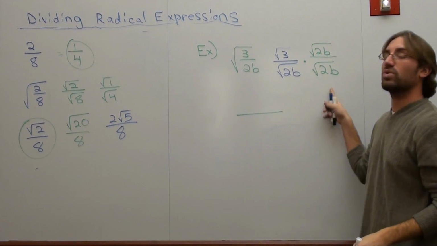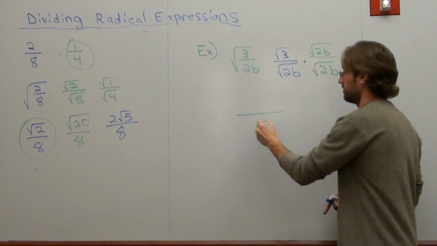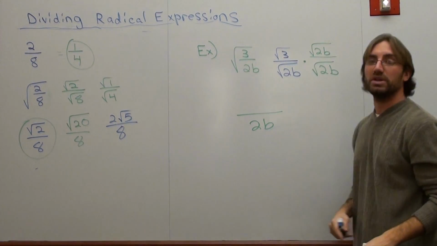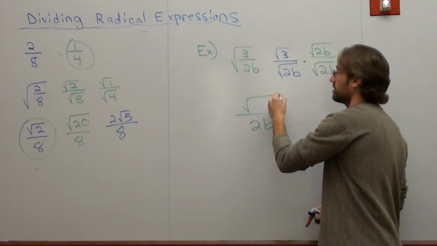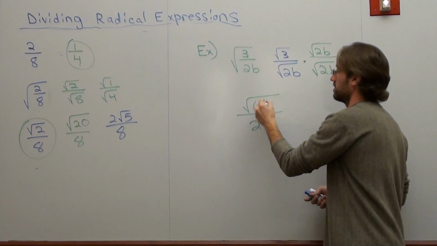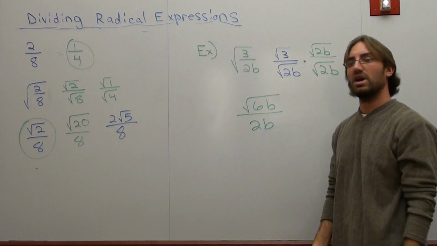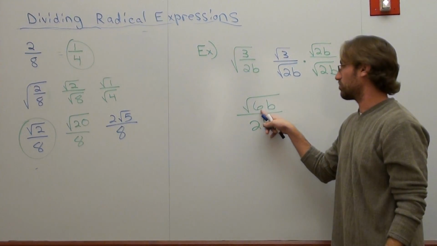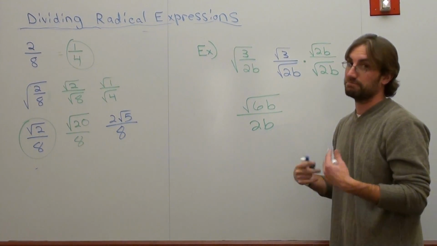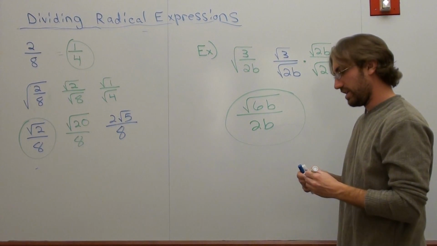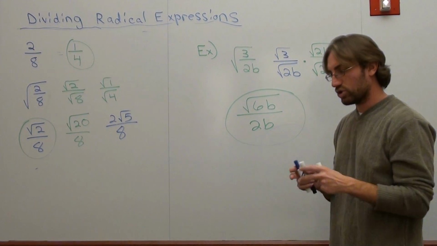Square root of 2b times square root of 2b is just 2b. And square root 3 times square root 2b is square root, now since they're both under the same kind of a root, it's just 6b. You can't divide the b's out because this one's under a root and this one's not. This 6b is under a root and the 2 is not. Done.